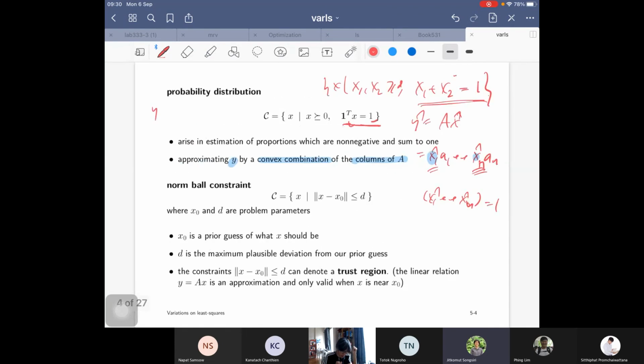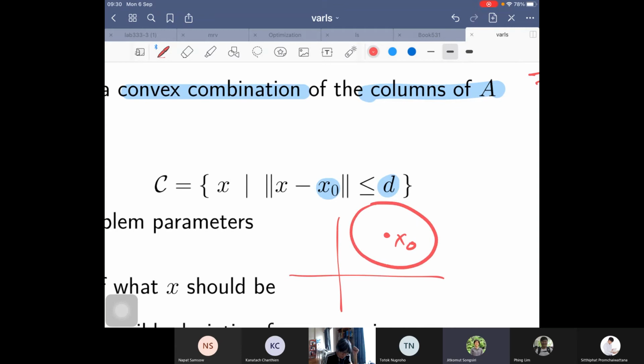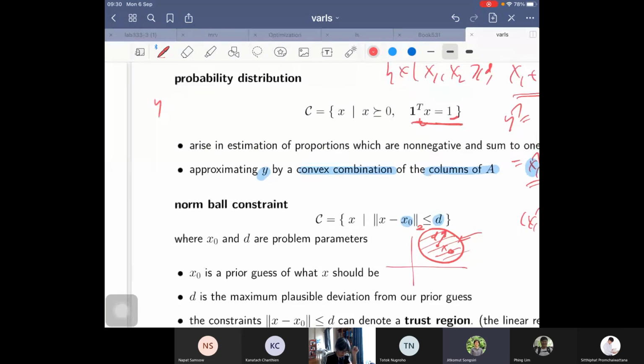Last one. You have a norm-ball constraint. Now, given x naught and d, in the R2 plane, or Rn, your x naught is some center. You want your x to lie within this area. This is a norm ball because you measure, let me just put an example, the two norm. You want x to be within the neighborhood of x naught, measured by the radius d. If you use the two norm, it's going to be a two-norm ball.